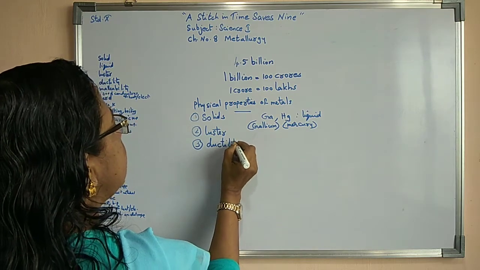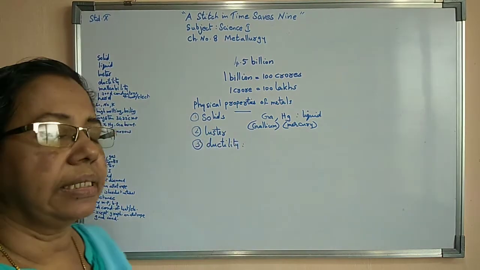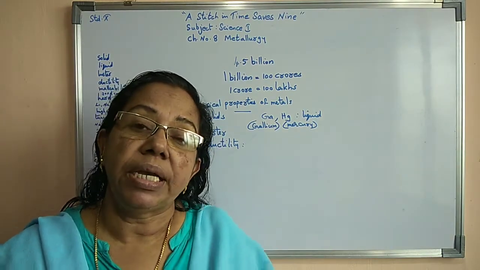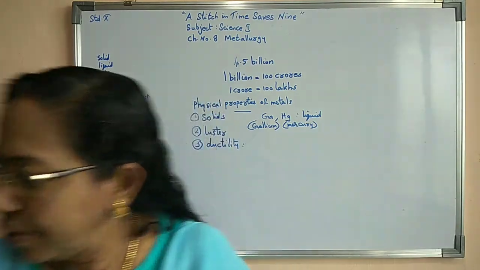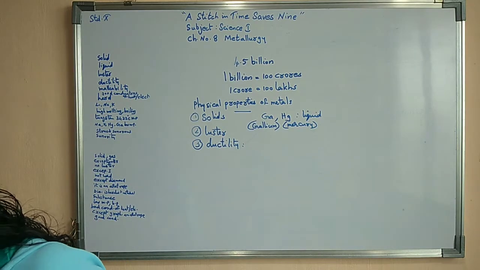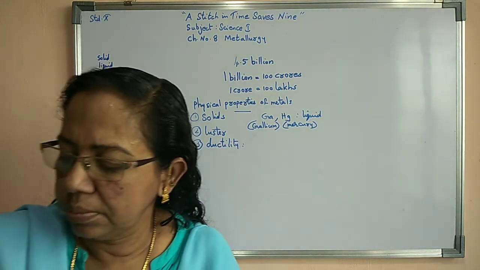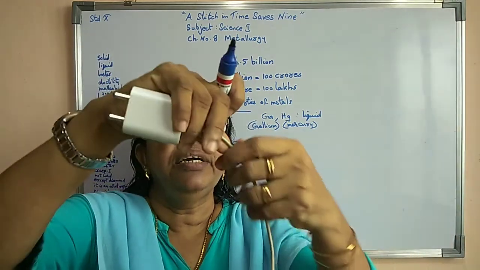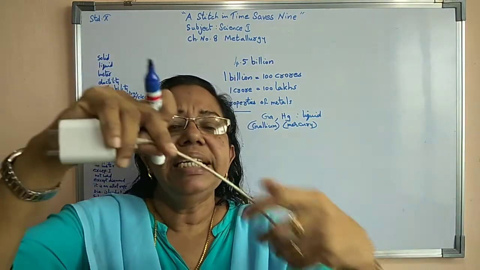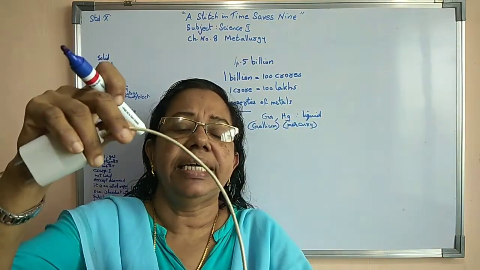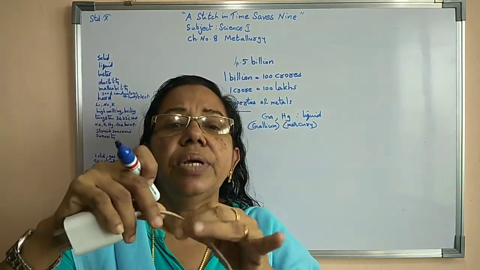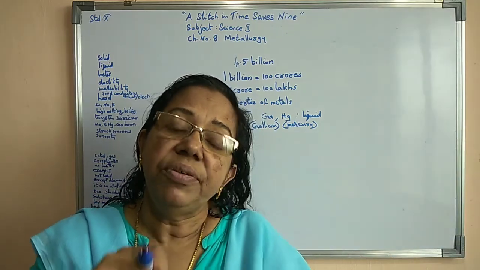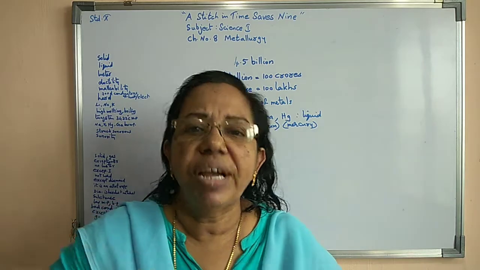Now, the third property is that metals have ductility. What is meant by ductility? Ductility means with metals we can make long wires. Here I am showing you. This is metallic. It is a wire with insulation, but inside this wire you can find copper wire. So we can say that copper is a metal, and with that we can make a long wire.